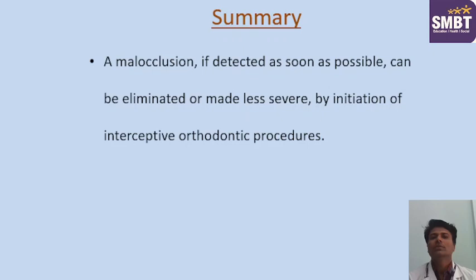So I would like to conclude and summarize this topic: interceptive procedure. A malocclusion, if detected as soon as possible, can be eliminated or made less severe by initiation of an interceptive orthodontic procedure. So we have to start this interceptive orthodontic procedure at an early age to prevent the malocclusion from becoming severe.